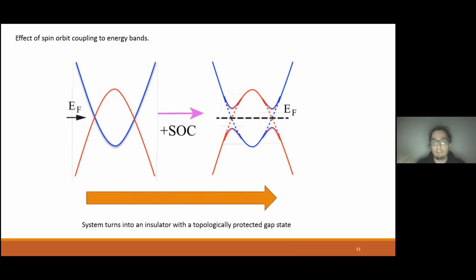So when we apply the spin-orbit coupling, the system actually turns into an insulator with a topologically protected gap state. Topology here is named after the topology of the band lines, the band gaps.